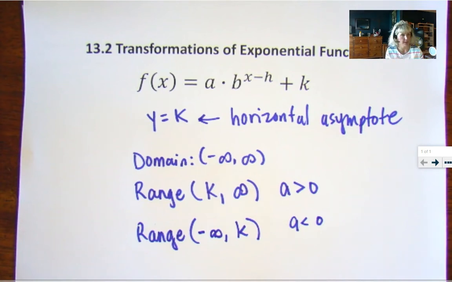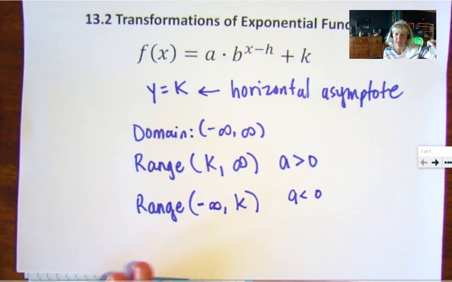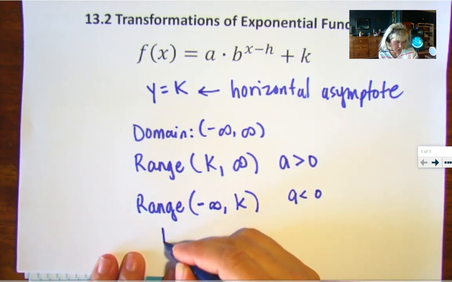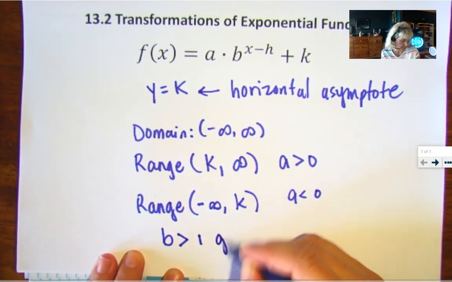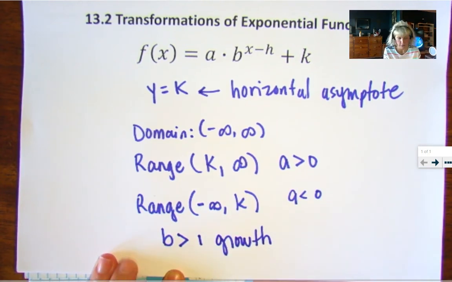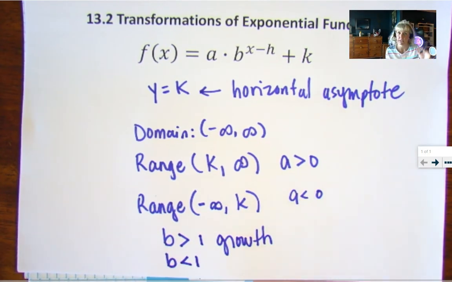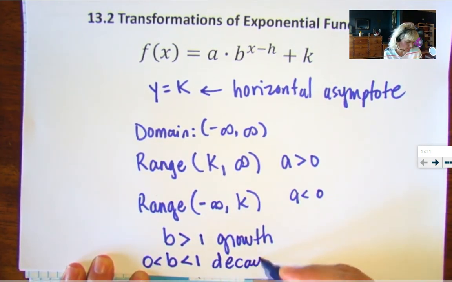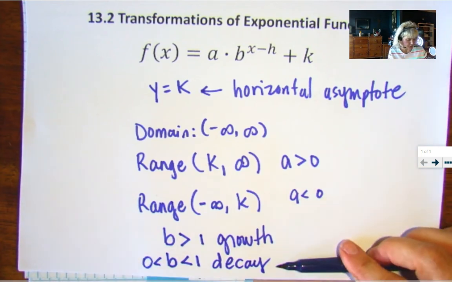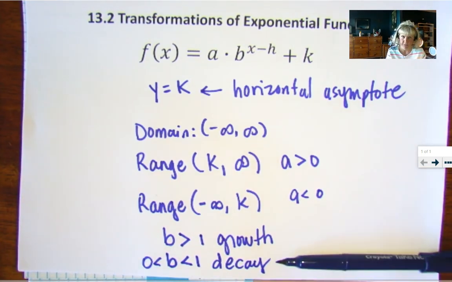One more thing. We need to review growth and decay. This is an Algebra 1 concept. So remember, if your base is greater than 1, it's going to be a growth. If your base is less than 1, but at the same time positive, so greater than 0, that's going to be a decay. So remember, any fractions, anything less than 1 positive, it's going to be a decay.